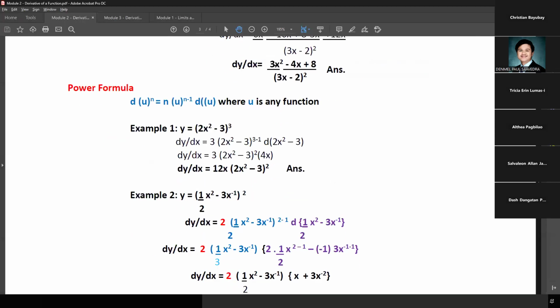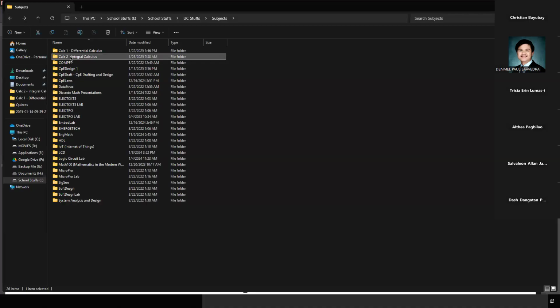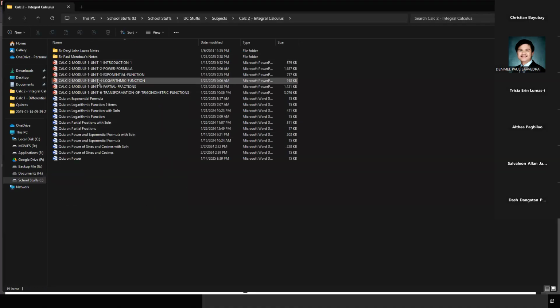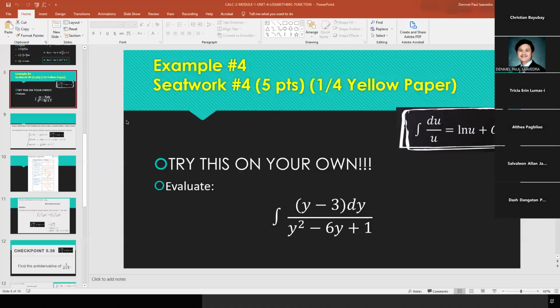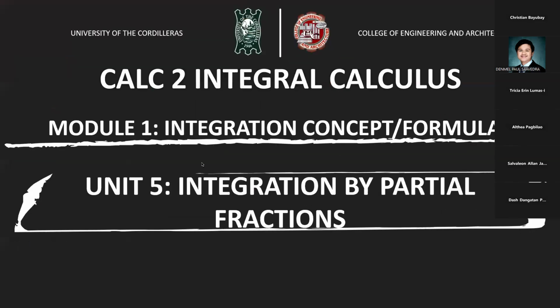Okay, so we're done now with the logarithmic. So let us proceed now to the next module, which is the partial fraction. All right. So imagine that we are inside a class. It's just that we are in an online discussion. So it's the same thing. You're looking at the screen, and then this is what you will see on the projector.